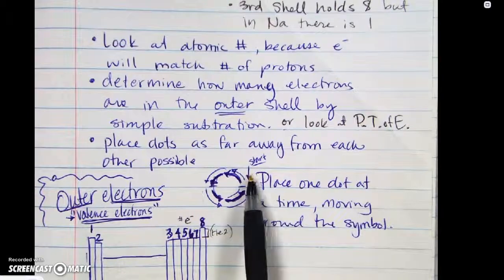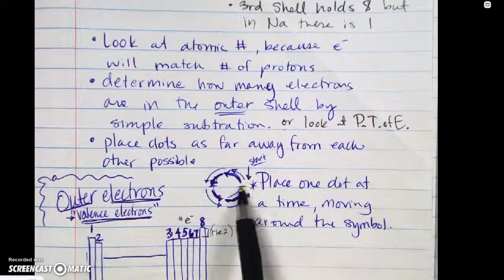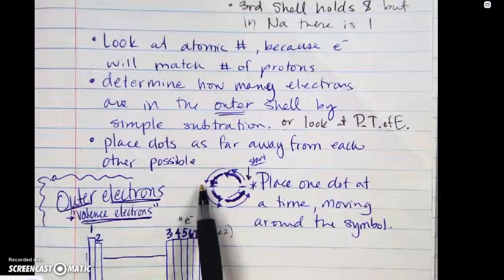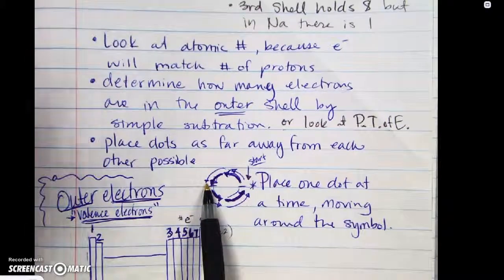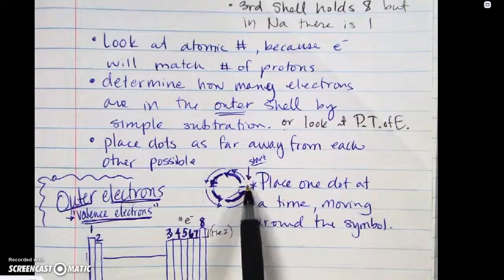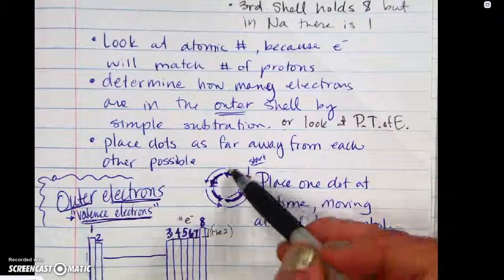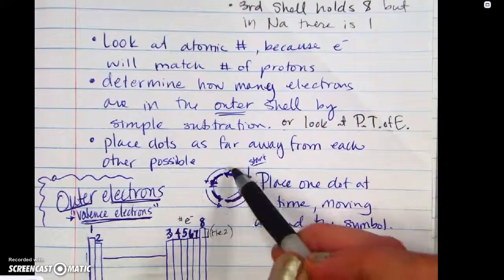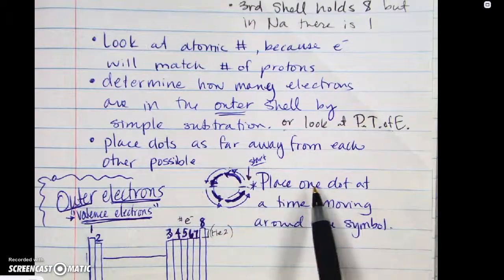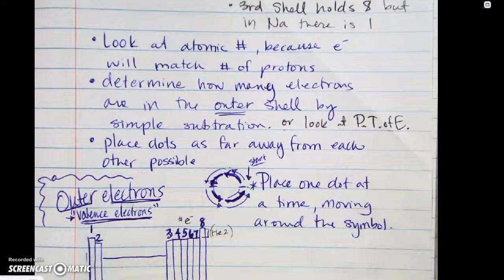You place 1 dot at a time. Like say you start on the side and you place 1 dot and then another until you reach the number. Let's say there's 3 in the valence shell, then you just place 1, 2, 3. If there's 6, you place 1, 2, 3, 4, 5, 6, going evenly around. So move and place 1 dot at a time, moving around the symbol.